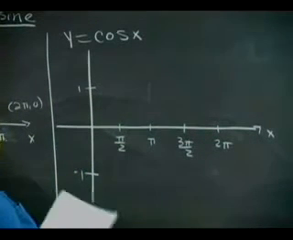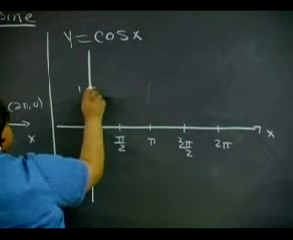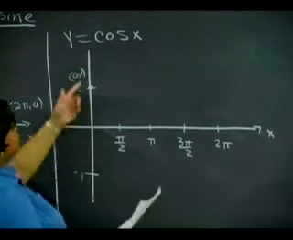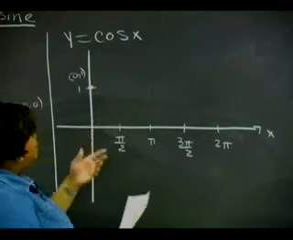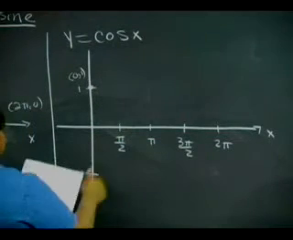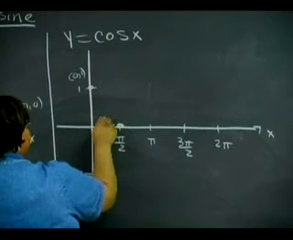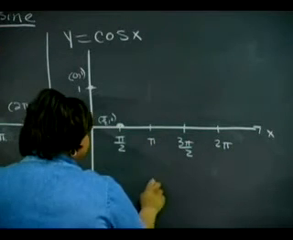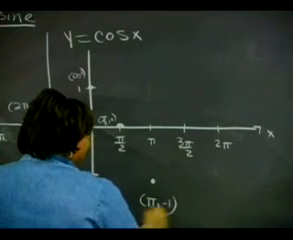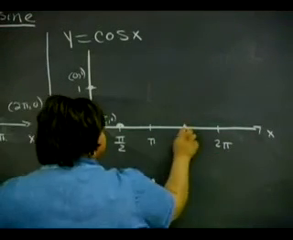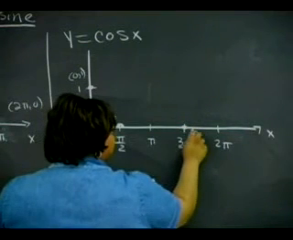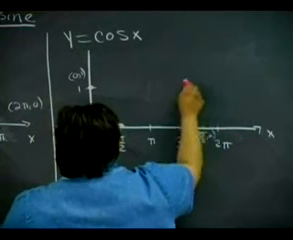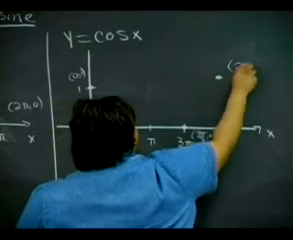Okay? So cosine 0, if I put 0, is 1. So I have a point 0, 1. Okay? And we're getting these y values from what? Our unit circle. Cosine of pi over 2 is 0. So I have a point pi over 2, 0. Cosine pi is -1. So I have a point pi, -1. Cosine 3 pi over 2 is 0. I have a point 3 pi over 2, 0. And cosine of 2 pi is 1. So I have a point 2 pi, 1.